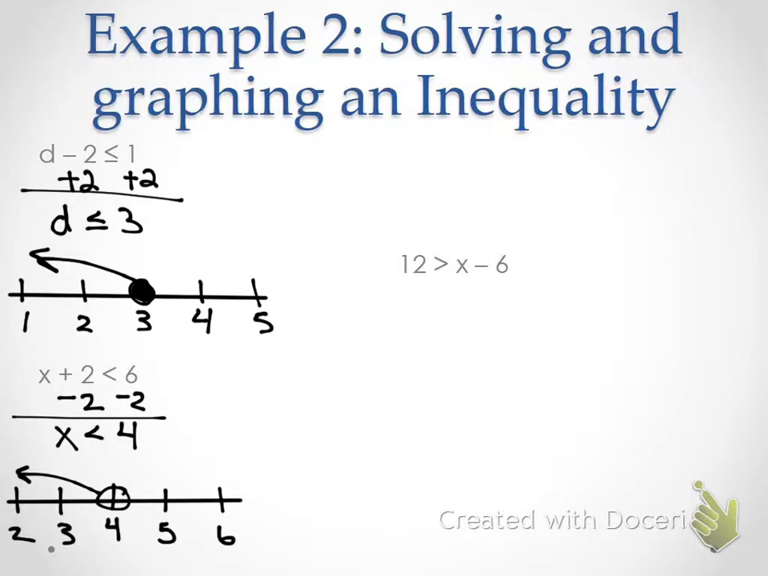So what do I do to both sides? What do I do to both sides? I add 6. Very good. This is already subtracting. All right. Now, how do I read this? X is less than 18.